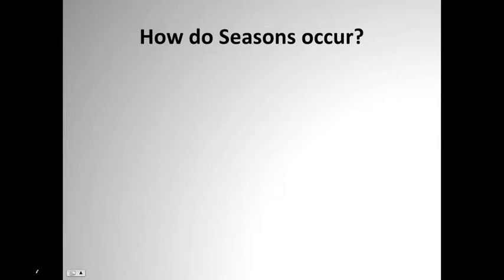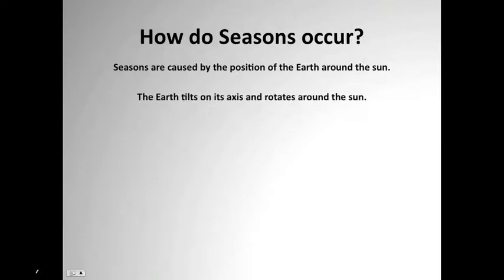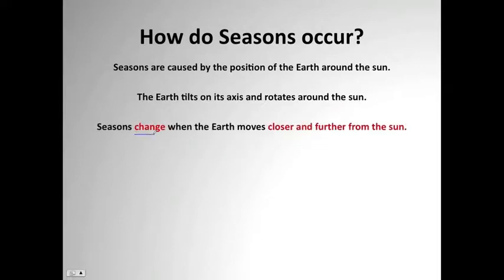So how do seasons occur? Seasons are caused by the position of the Earth around the sun. The Earth tilts on its axis and rotates around the sun. Seasons change when the Earth moves closer and further from the sun.